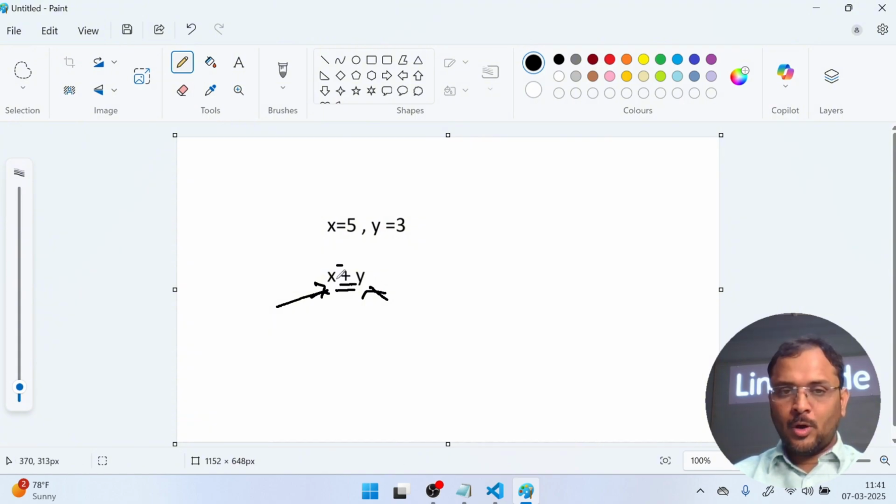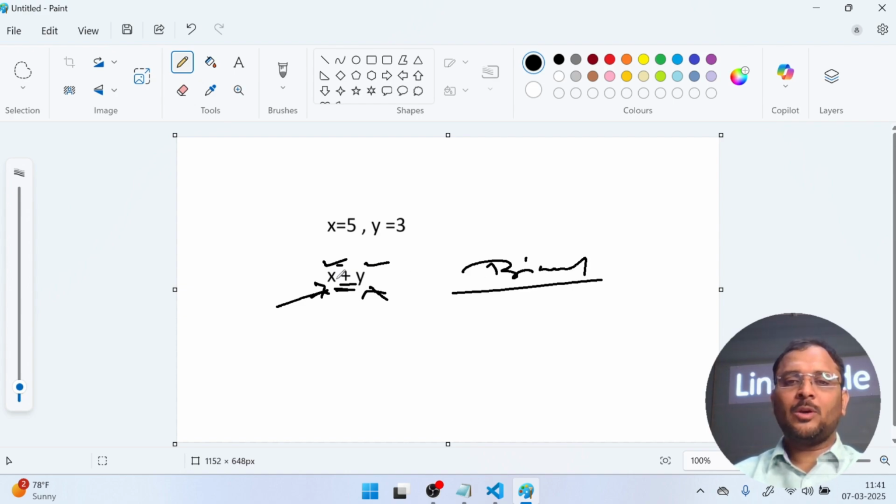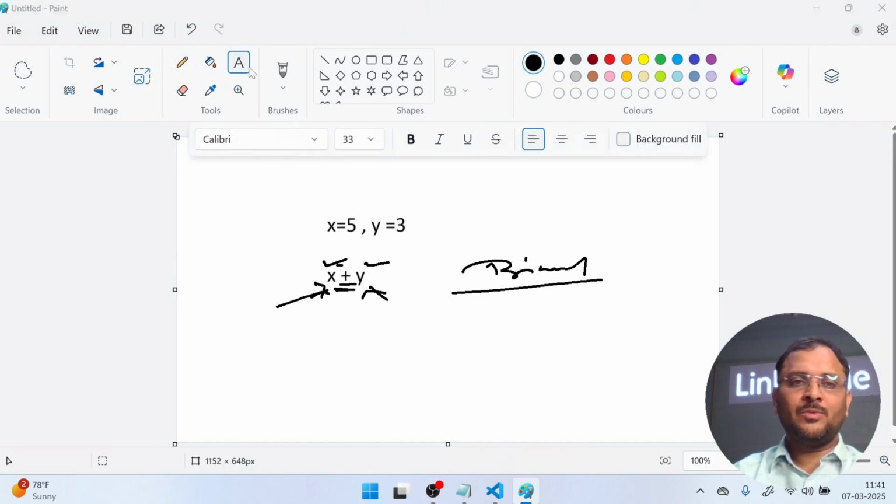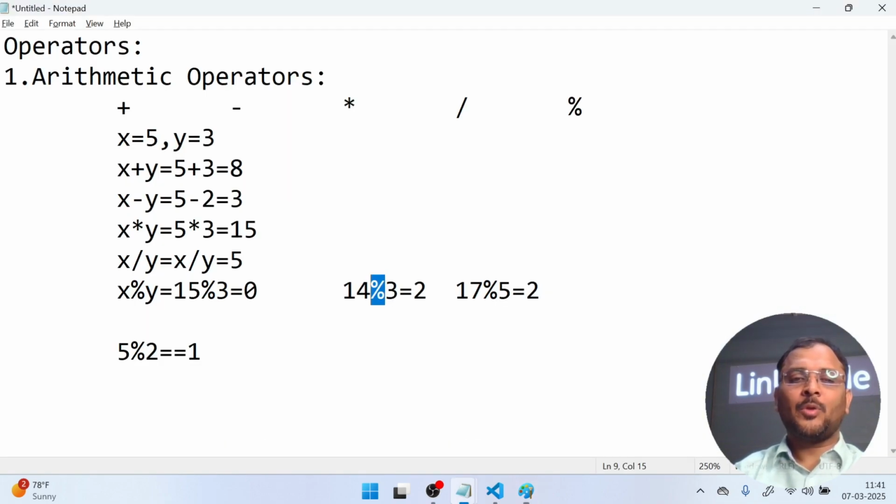If the operator plus is working with two operands, x and y, then we call this a binary operator. Please remember this: your operator is working with more than one operand. Here x and y are the operands, and plus is the operator. Therefore, you can say this is a binary operator.